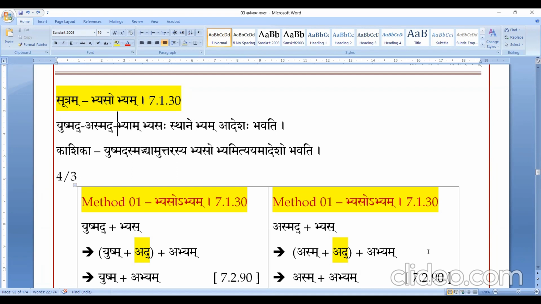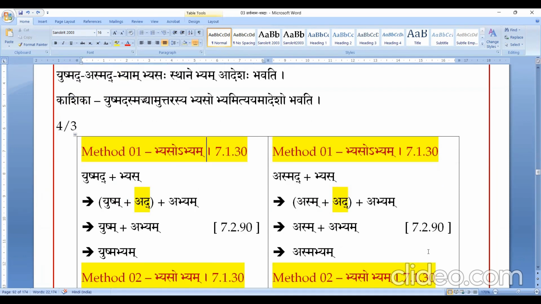So Yushmadasmadoho, Vyasaha Sthane, Bhyam Adesha Bhavati. Now you see, in method 1, I have taken Vyasaha Abhyam. Because Bhyam is simple, I have taken Abhyam so that you can see what happens. See, Vyas is replaced by, whether you take Abhyam or Bhyam, they are the same. Bhyam is Aladi Vibhakti Pratyaya, Abhyam is Ajadi Vibhakti Pratyaya.